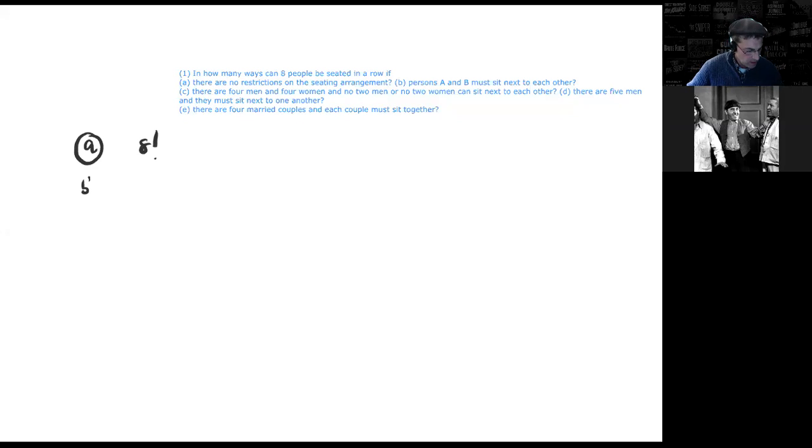In part B, we'd like to know how many ways to do it if two persons, A and B, must sit next to each other. So what I'm going to do is consider A and B as a unit. So how do we do it?